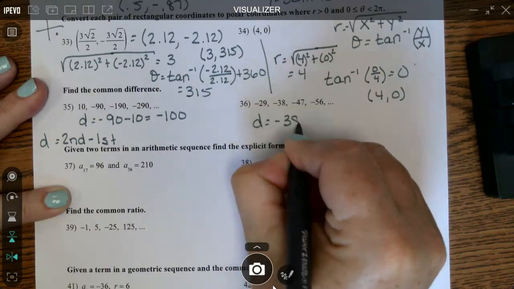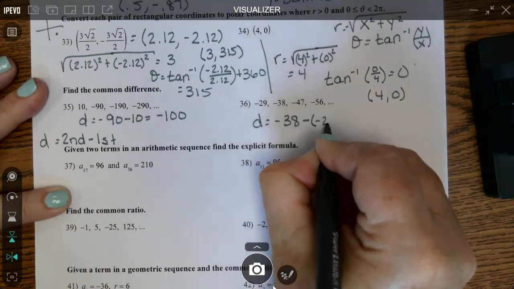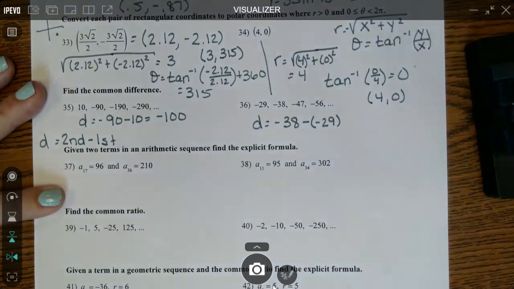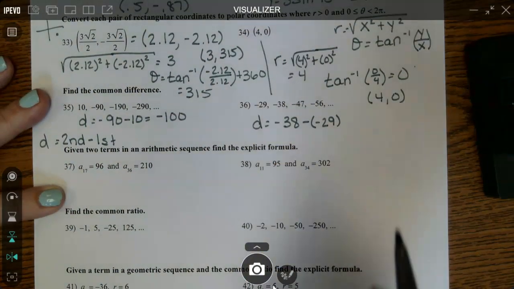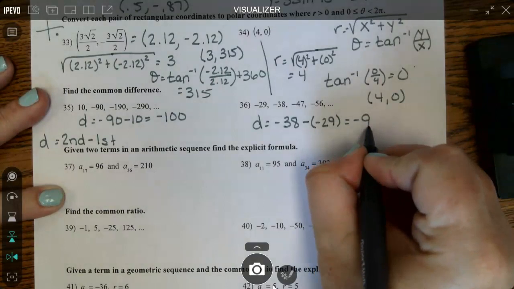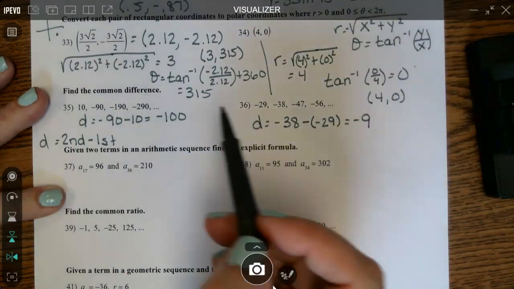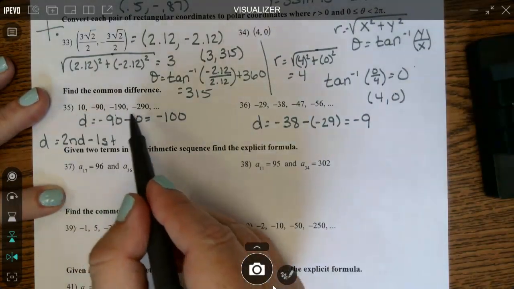Second term minus the first term. So I get negative 9. Okay, and it's okay that these are negative because you see they're getting smaller as we go.